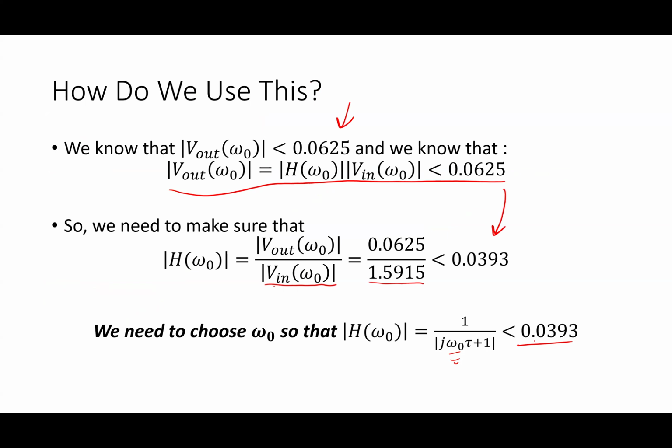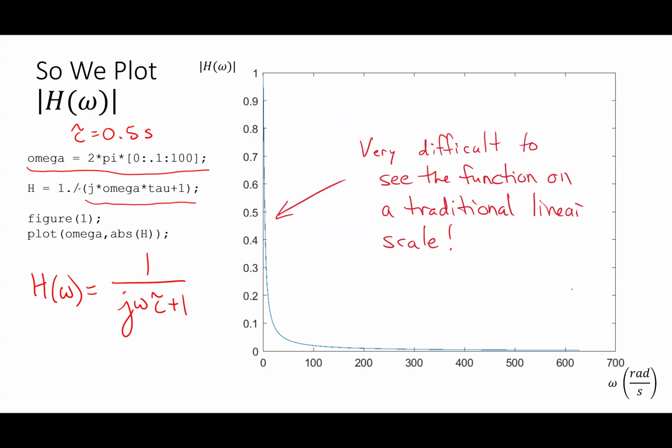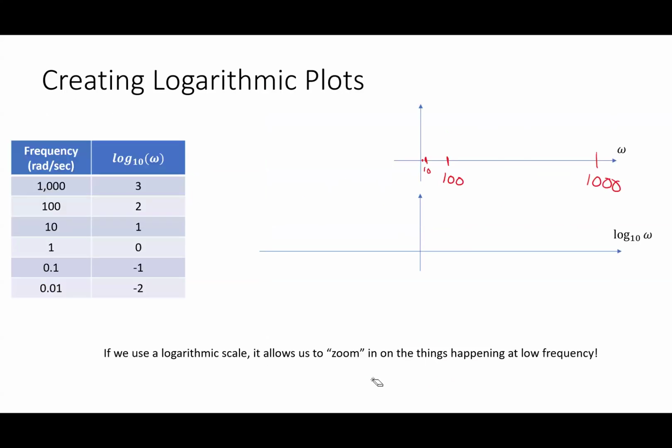We want the magnitude to be less than 0.0393. I don't know where that is. That's somewhere out here. All right. So it's a little hard to actually see that particular point. So what I said is because this thing ends up being so squished up, we tend to want to use a logarithmic scale. And this is kind of where we ended last time.